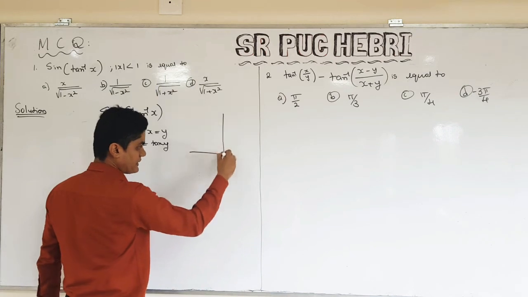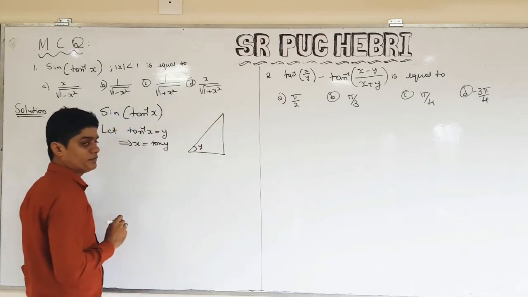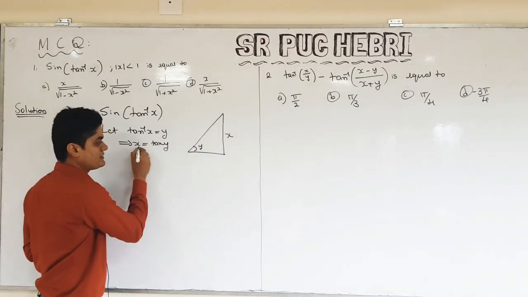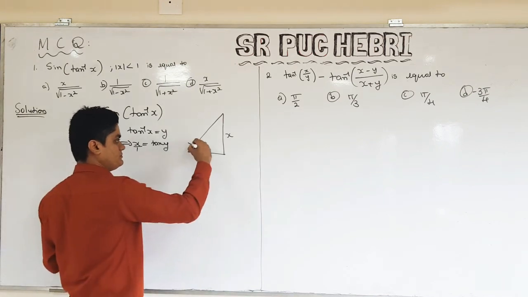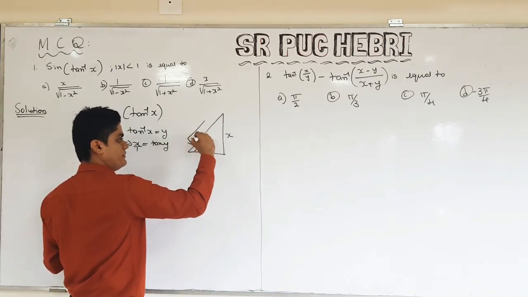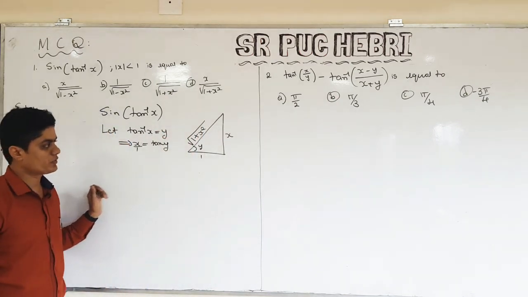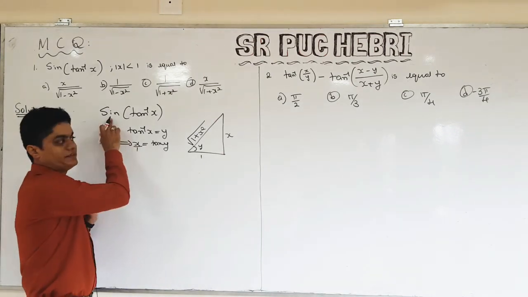So draw one right angle triangle. This is y. What is the definition of tan theta? Opposite by adjacent. What is the adjacent side? 1. So according to Pythagoras theorem, the hypotenuse should be square root of 1 plus x square. I hope you know this, right?